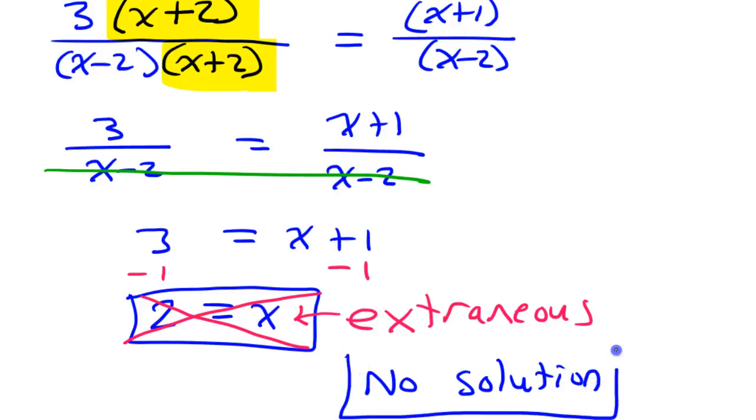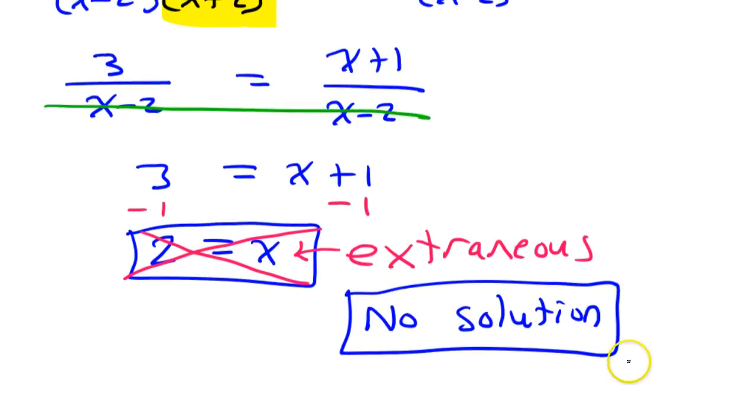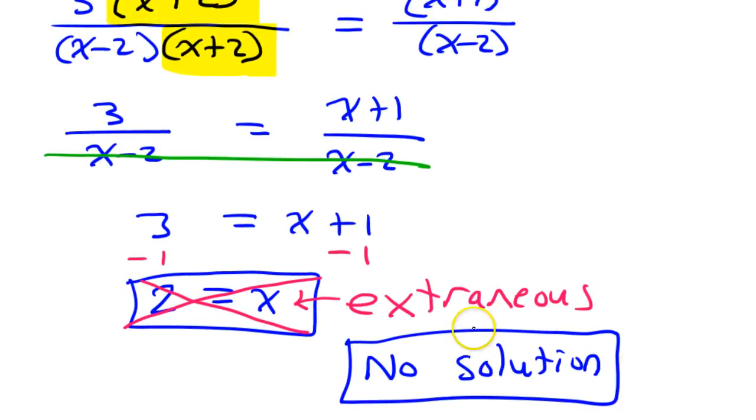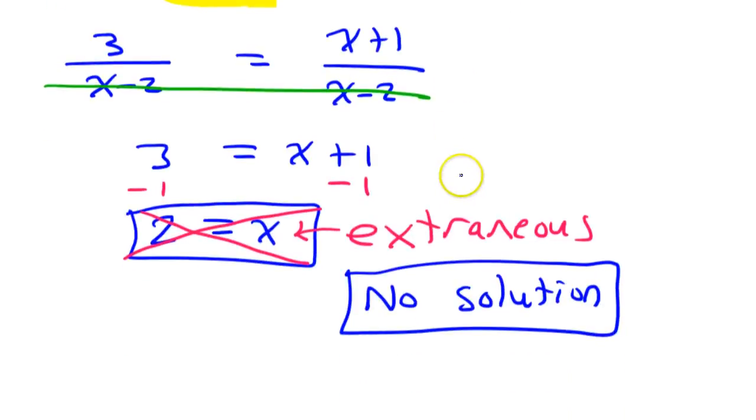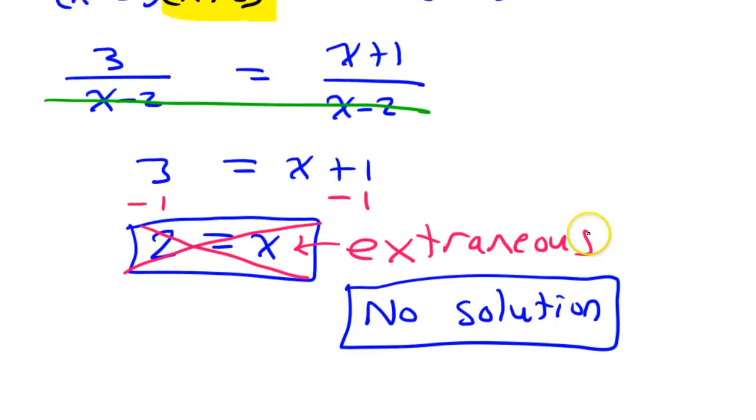Okay, let's put a box around that. You might be wondering, which one of these things do you put on the answer line? The answer is no solution. The reason it's no solution is because 2 is an extraneous solution. So you need to know that vocabulary, because that might show up. But if I just give you a problem and you're supposed to solve it, the answer would be no solution.